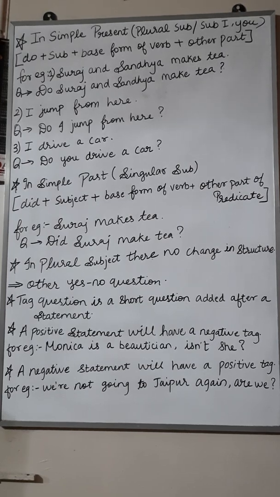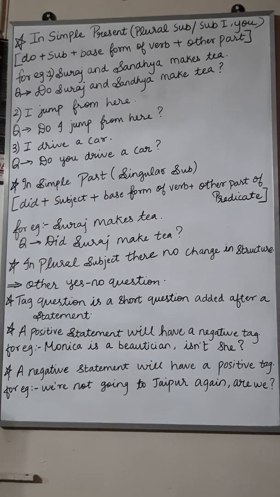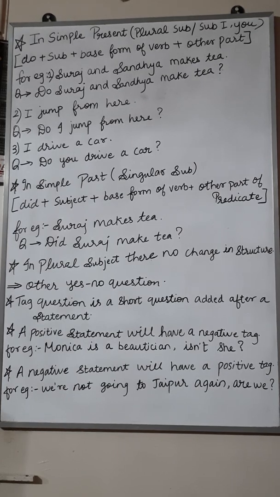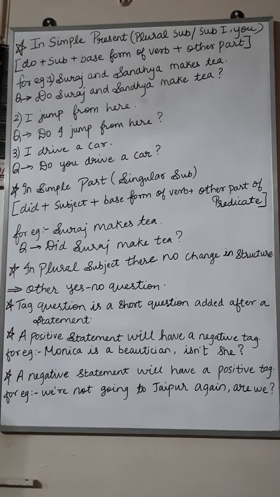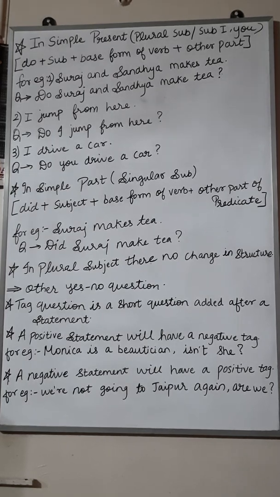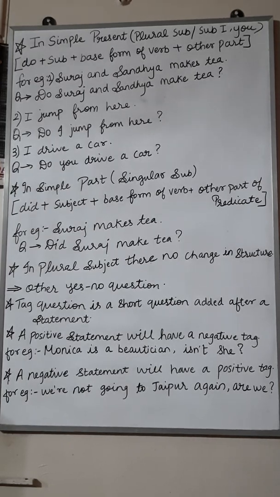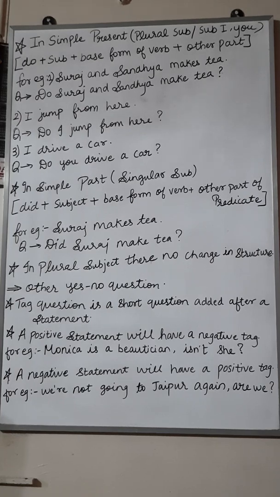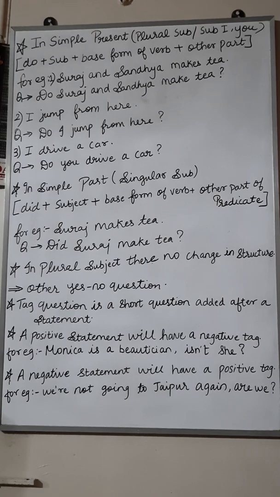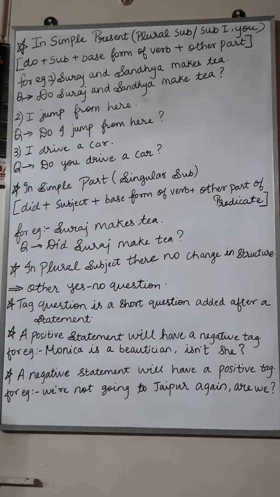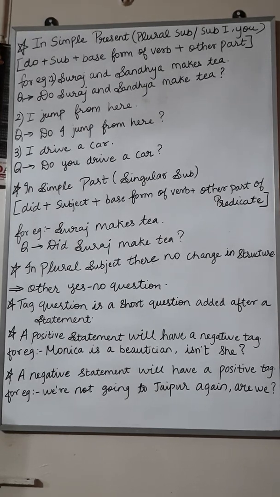Now when a sentence has I or you, how do we use it? For example, "I jump from here." I will make the question: "Do I jump from here?" The third example, "You drive a car." So, "Do you drive a car?" So these are the three types of sentences.